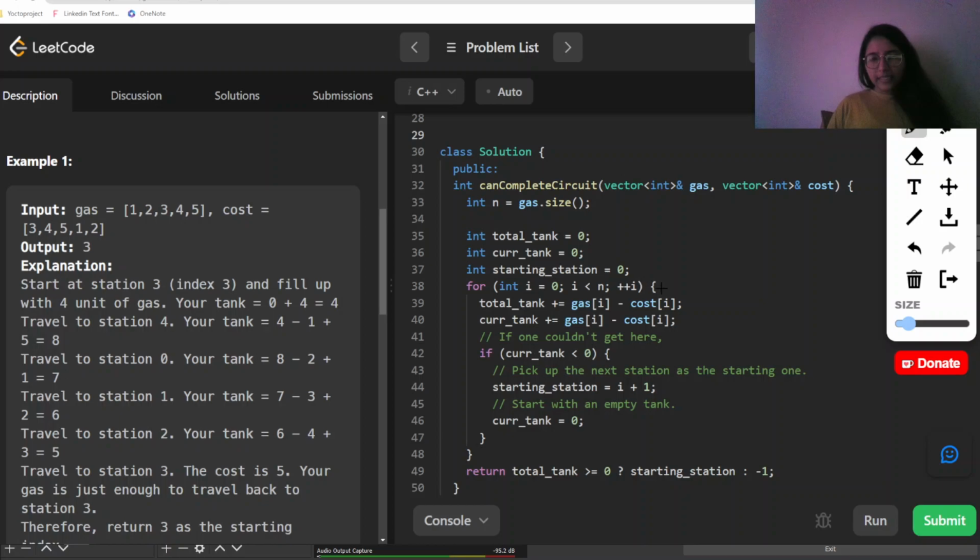So here you can clearly see that this is an order of n solution and we are not using any extra space. So that's why it is an order of one space complexity solution.